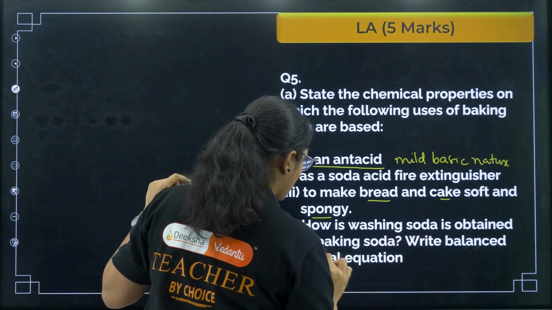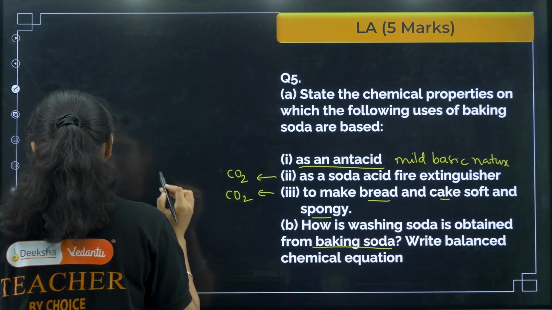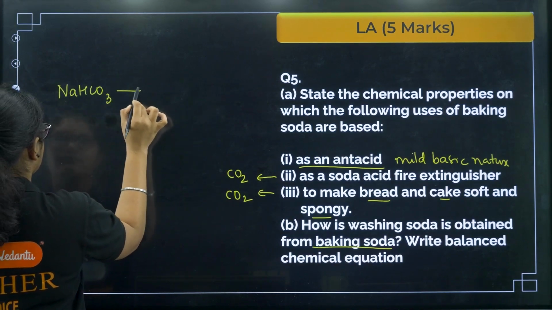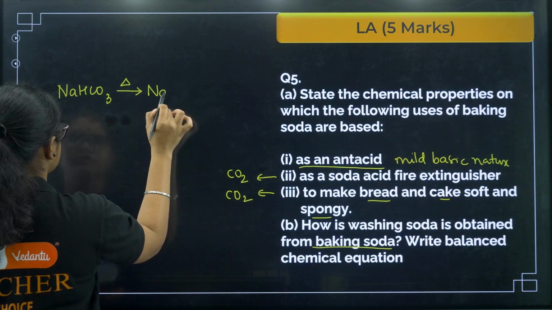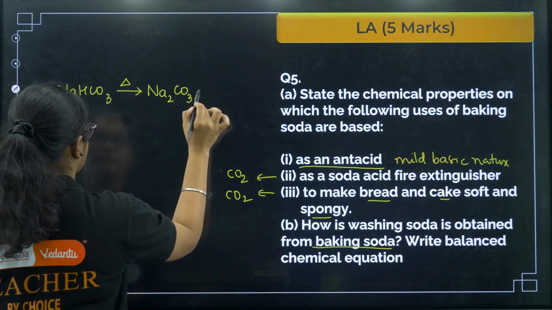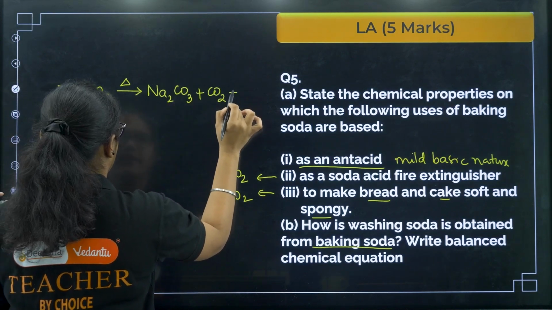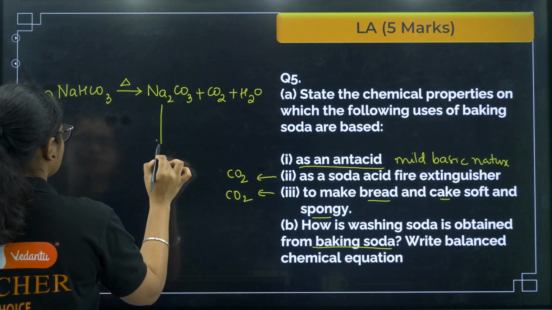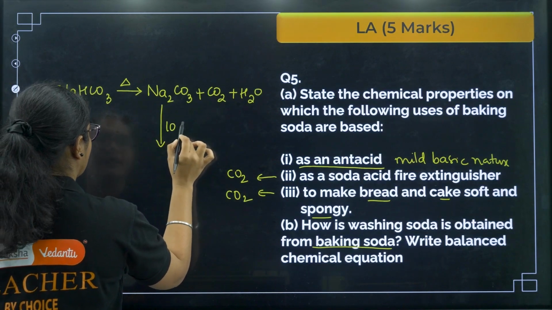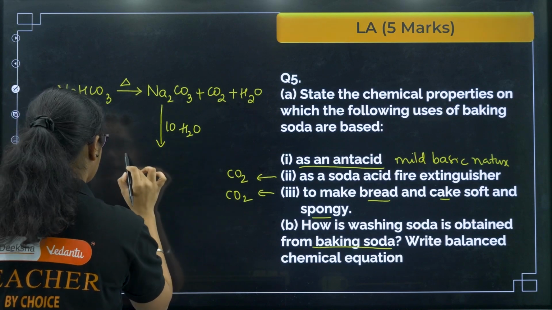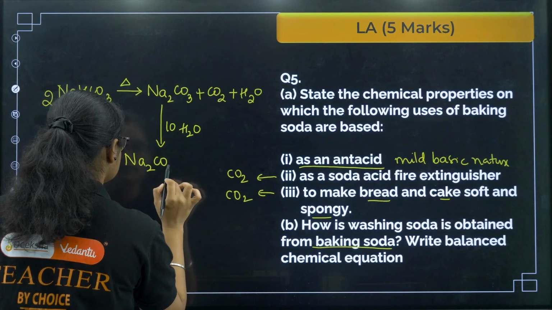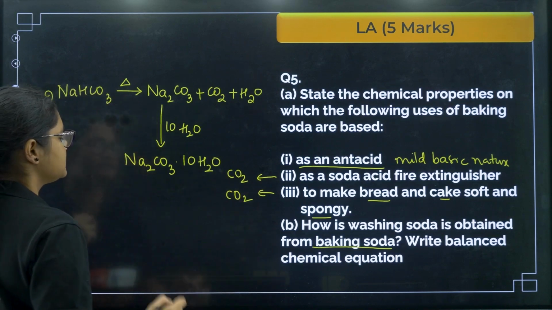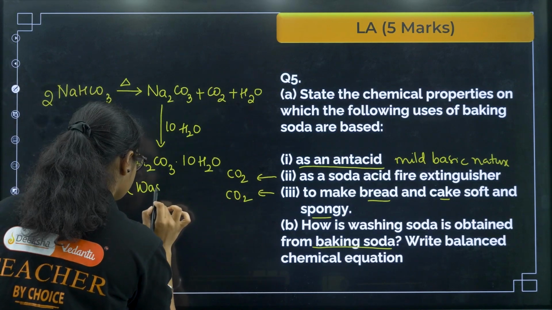How is washing soda obtained from baking soda? Write the equation. If you have baking soda and you heat it, you get Na2CO3. Okay. Now if this is treated with 10 molecules of water, we get Na2CO3·10H2O, that is nothing but washing soda.